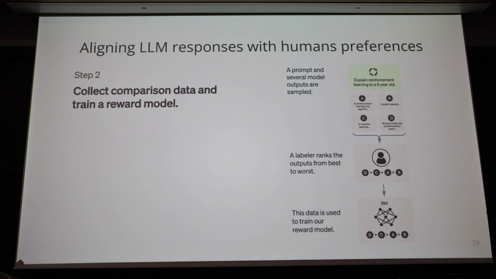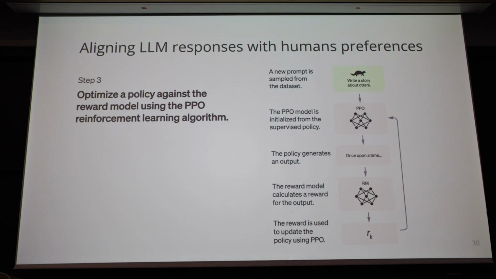So what they do now is they learn a model which encodes this preference. So now, given a prompt and a completion, this model can tell which completion is preferred by humans more than the other. Now that you have this reward model, in the third step, they use this reward model, RM, to predict a reward given a completion.